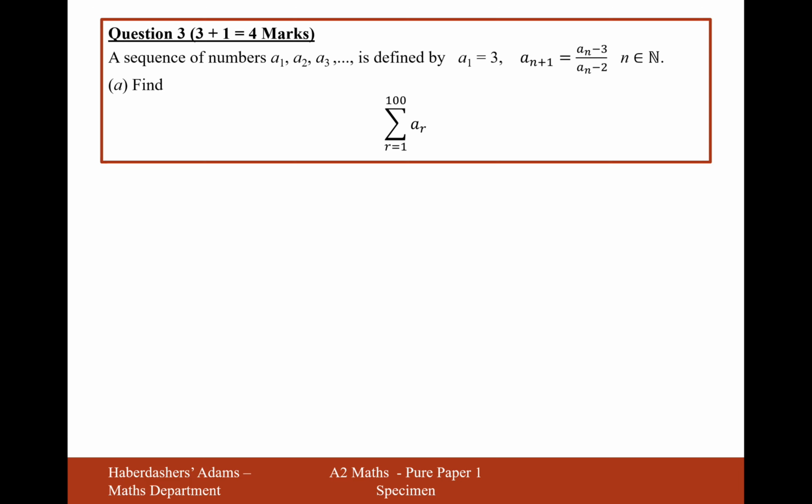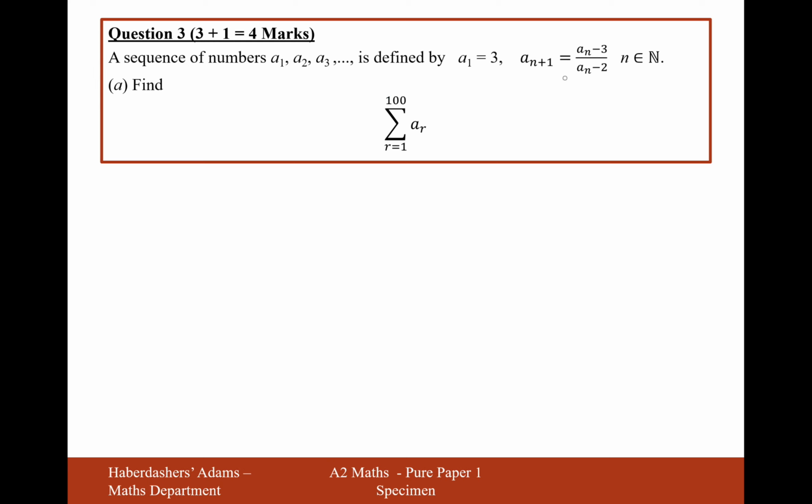We're on Specimen Paper 1 and here we're looking at question 3, a series question. A sequence of numbers A1, A2, A3, where A1 is 3 and the next term is calculated by A_n minus 3 over A_n minus 2. Find the summation of the first 100 terms.